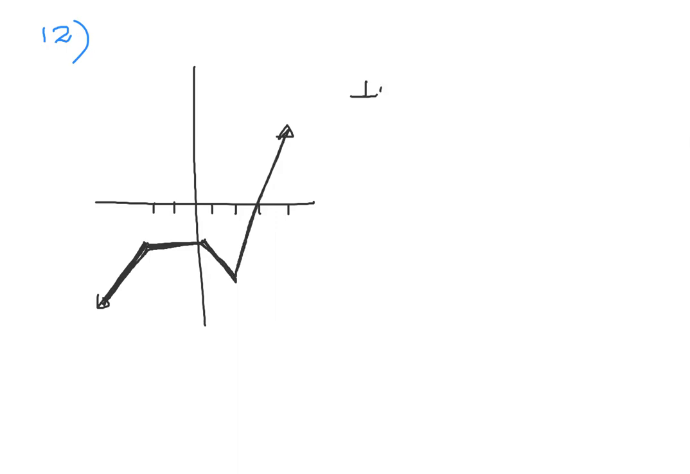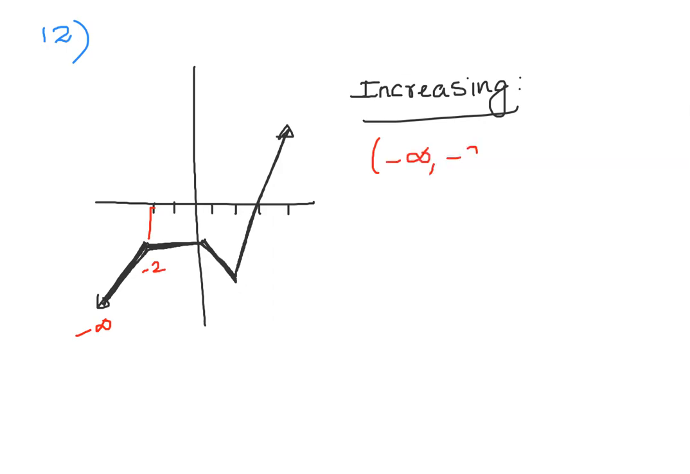If you look at the graph, we have increasing from negative infinity up to negative 2. So I'm going to write negative infinity to negative 2. And again, it increases from this. We have to look at only the x values. So it's increasing from 2 all the way up to infinity. Whenever you have two intervals, we have to use the union symbol.